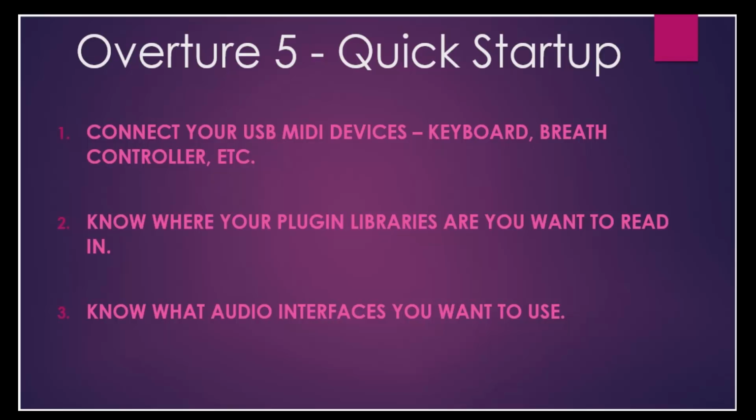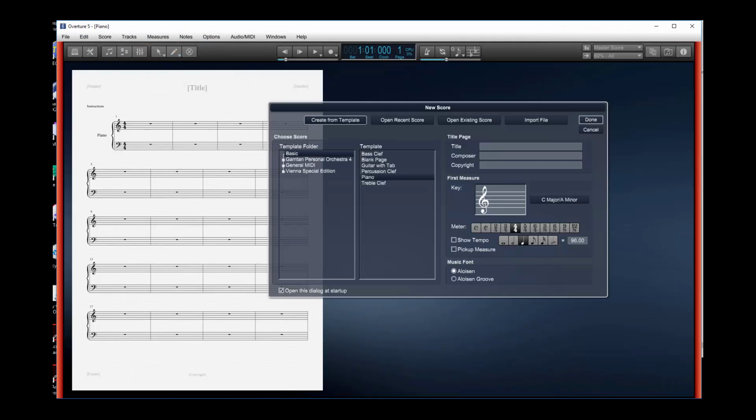So now let's bring up the program. I assume you've installed it. We'll launch Overture 5. And the first thing that comes up is this new score panel that allows you to set up your score. If you don't want to see this every time, just uncheck this, open this dialog at startup option at the bottom left.